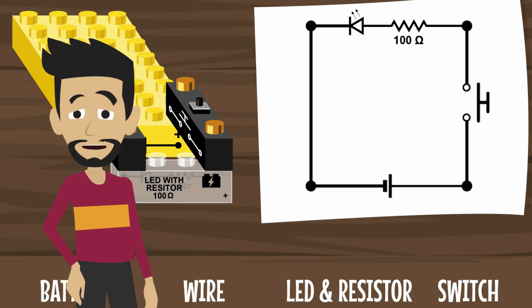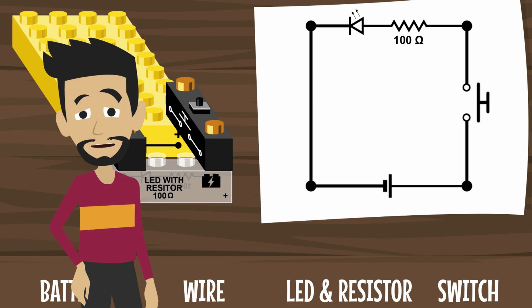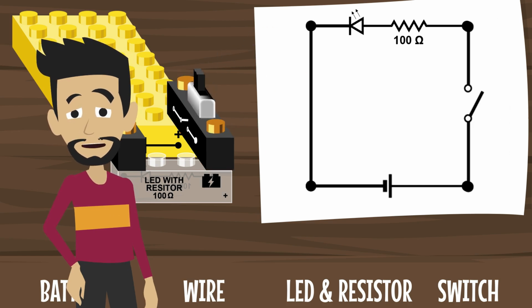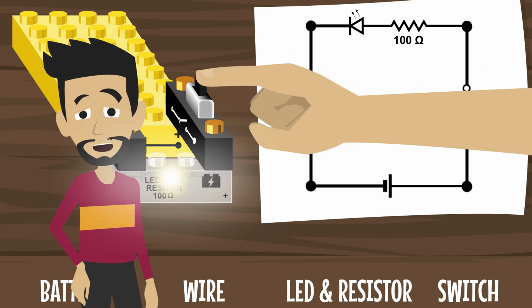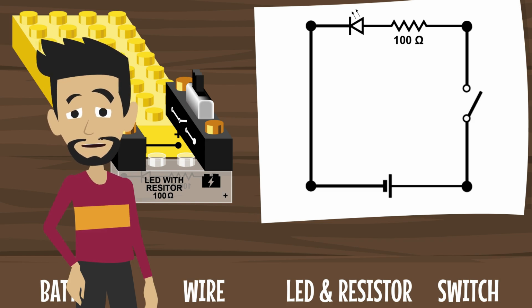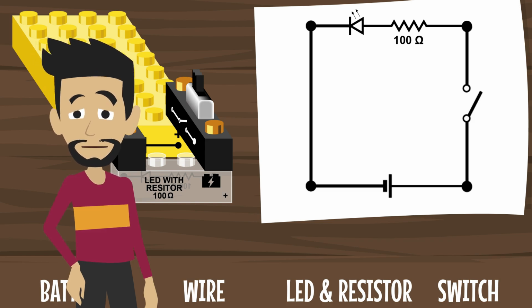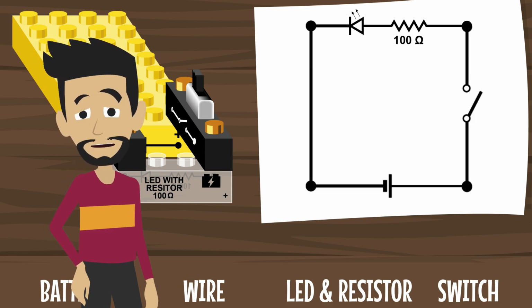Now let's try using our other switch. Take the momentary push button switch out and replace it with a sliding switch. When we slide it on, the LED stays lit until we slide it off. This type of switch is called a latching switch. It moves into position where it stays until you move it back.